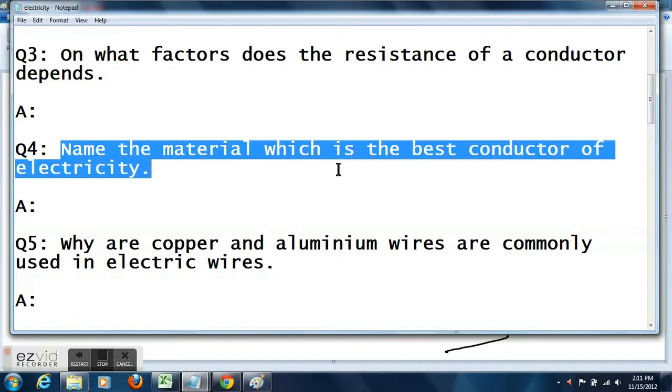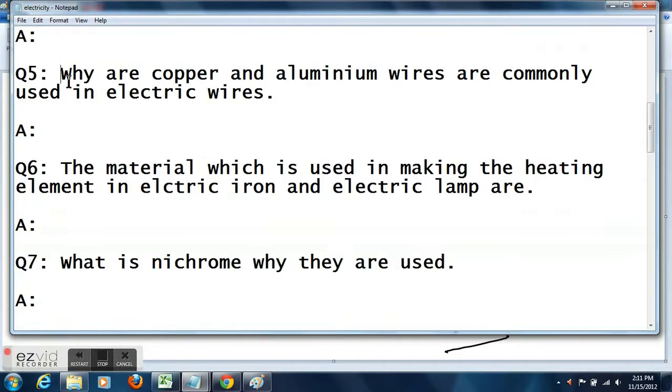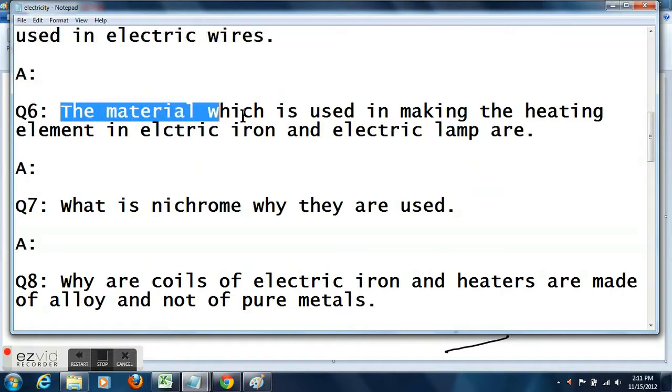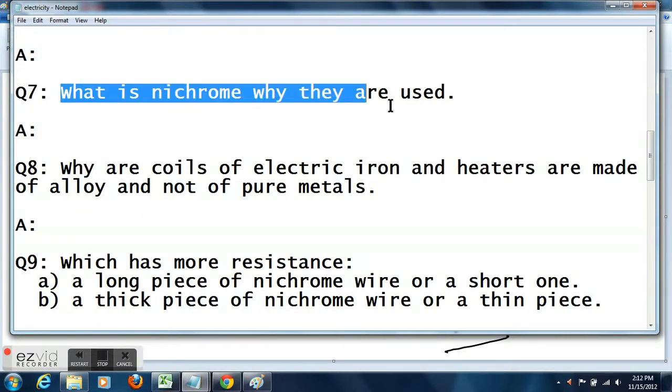Question number 4. Name the material which is the best conductor of electricity. Question number 5. Why are copper and aluminium wires commonly used in electrical wires? Question number 6. The materials which are used in making the heating element in electric iron and electric lamp are. Question number 7. What is nichrome?